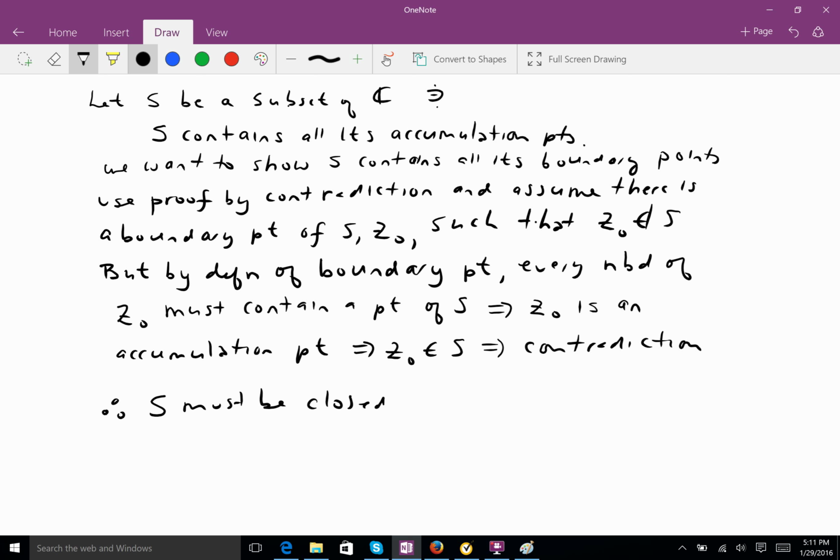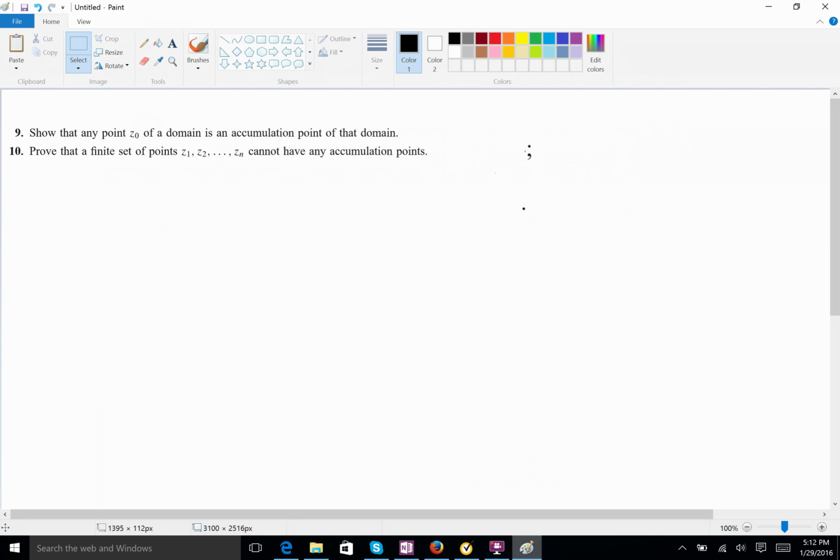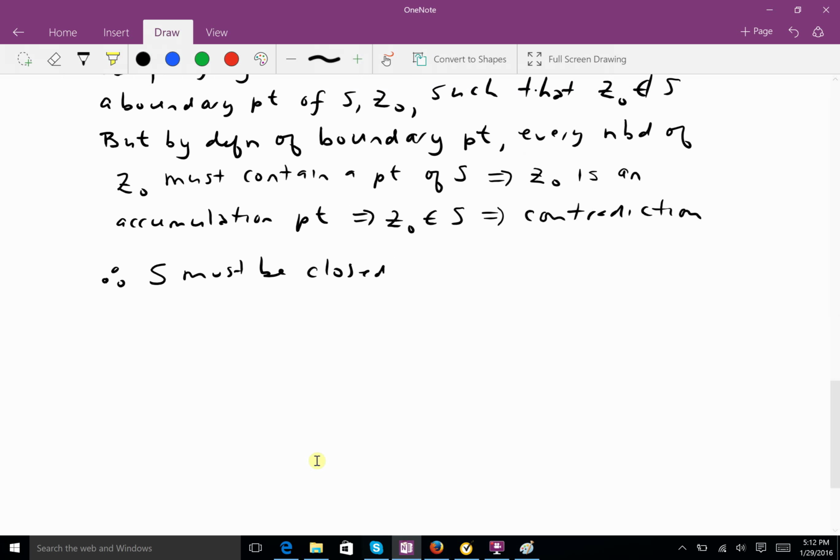All right? Let's see. Last problem from there, 10. We want to prove that a finite set of points cannot have any accumulation points. This is going to be easy to do. Again, we can use proof by contradiction. It's not hard.